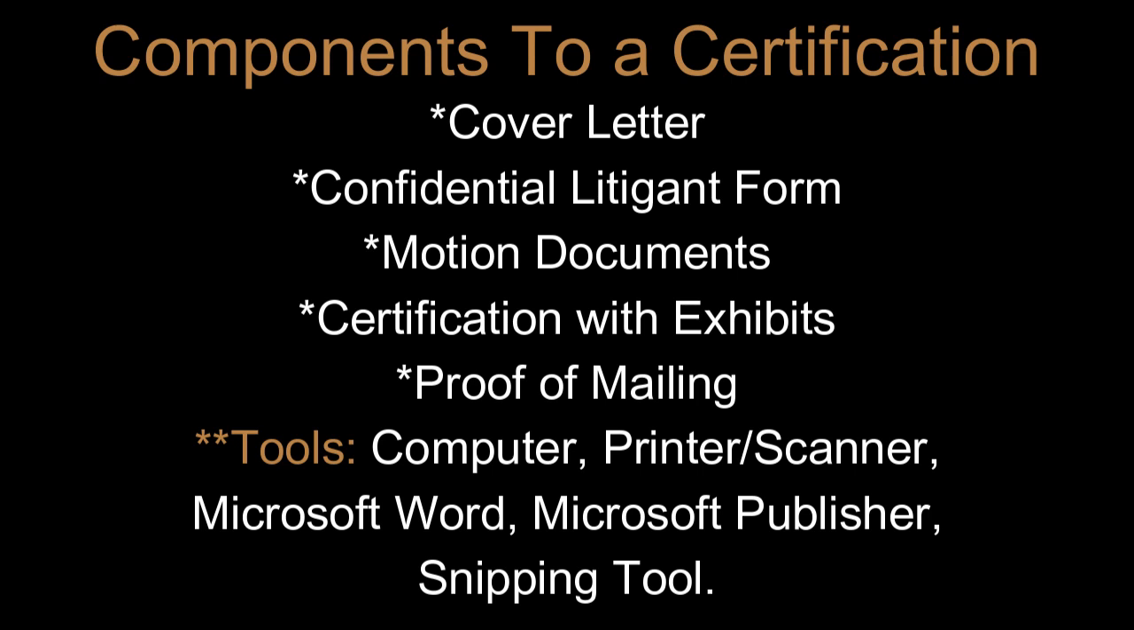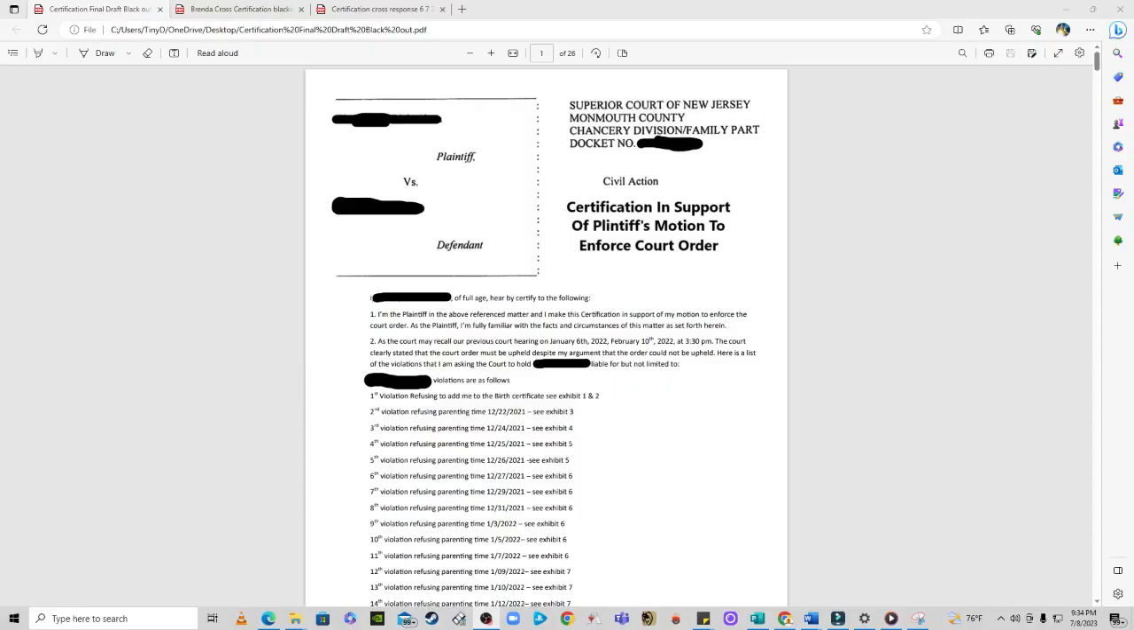The components you need to file your certification are going to be a cover letter, a confidential litigant form, the motion documents that you intend to file, a certification with your exhibits, and proof of mailing. The tools you're going to need are a computer, a printer scanner, Microsoft Word, Microsoft Publisher, and a snipping tool. For the documents above, I'll make sure that I have a fill in the blanks for you, so all you have to do is fill in the blanks for your case, and I'll go over that here shortly.